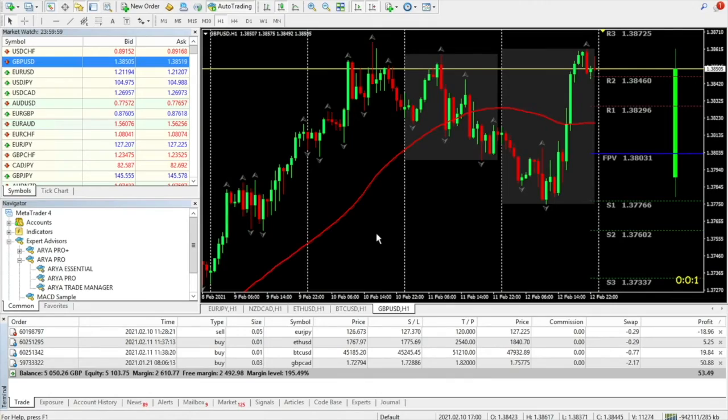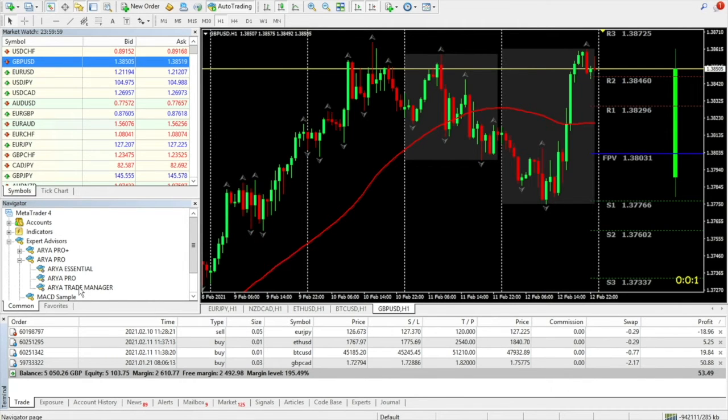Go over Arya Trade Manager. The benefit of using Arya Trade Manager is that you can change your break even and your take profit during a trade. Here we have your MT4 platform. Open the chart of your preferred asset. Here we have GBP USD, and I'm looking in the unit of time of H1.